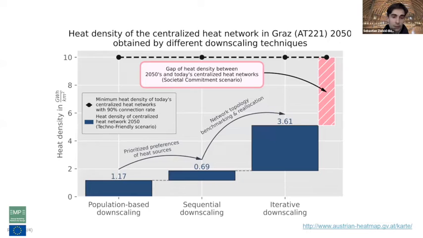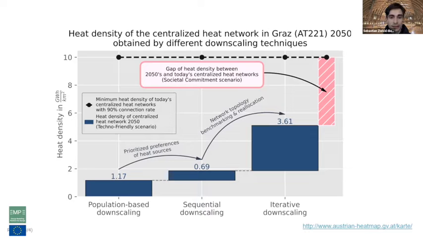This last slide of my results here indicates the 3 different downscaling techniques and a very important insight that are generated. First, we see that we have to go into a high spatial resolution if we really want to understand centralized heat networks in the future. It is important to go onto the community level or on the distribution grid level to really estimate and give a realistic estimate or projection for centralized heat networks, which is indicated here by the waterfall diagram.